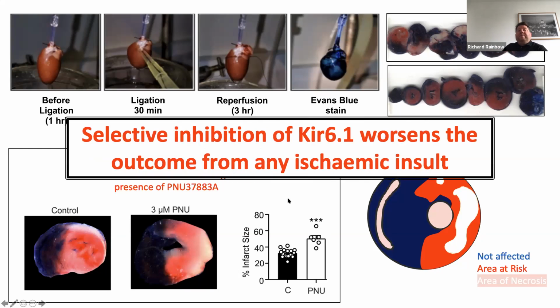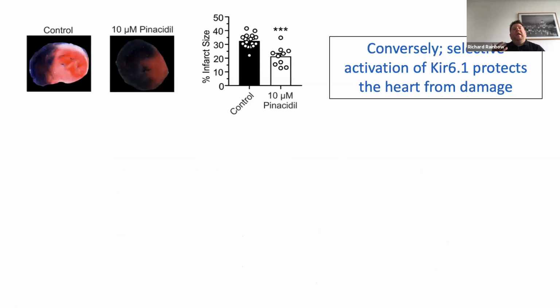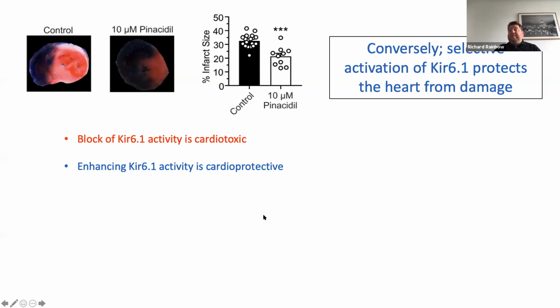So selective inhibition of Kir6.1 worsens the outcome from this ischemic insult. Conversely, if you apply pinacidil, which is an activator of the channel, and if we use it at 10 micromolar, we selectively activate Kir6.1, then we actually get protection. So block of 6.1 is cardiotoxic, enhancing 6.1 activity is cardioprotective.